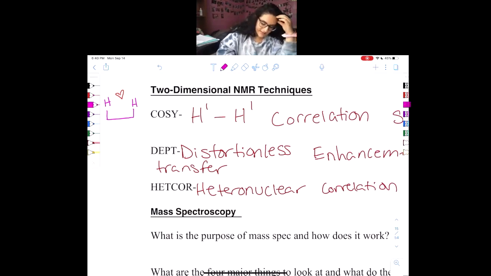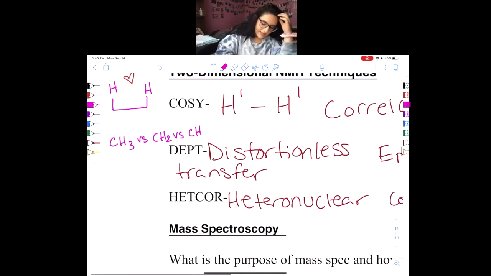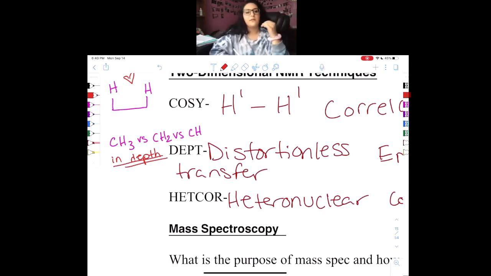DEPT tells us the difference between a CH3 versus CH2 versus CH. So we're learning in depth about these carbon-hydrogen interactions.